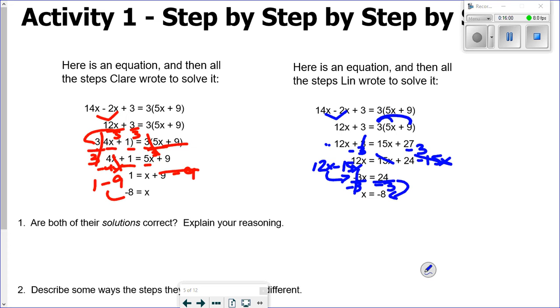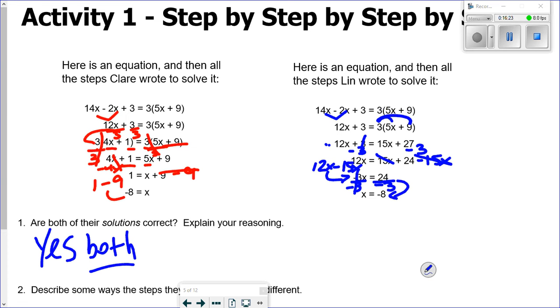So who's correct? In this situation, yes, they are both correct. And they are both correct because even though they took different paths, they got to that same end result of x being equivalent to a negative 8.